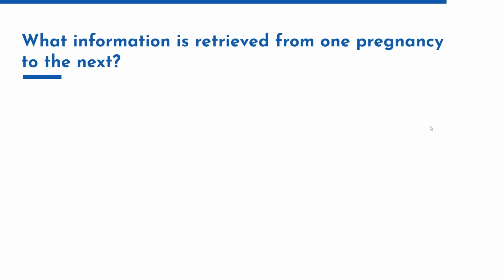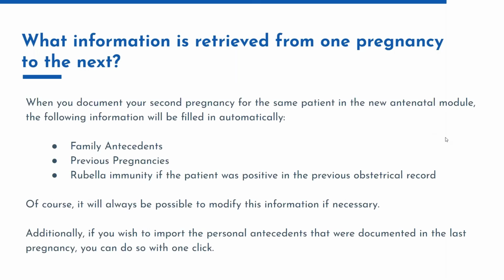What information is retrieved from one pregnancy to the next? So once you're documenting your second pregnancy for the same patient in the new antenatal module, we can recuperate information that was documented on the first antenatal record. So any family antecedents, any previous pregnancies, even the rubella immunity, if the patient was positive in the previous obstetrical record, we can pull out that information and put it automatically into the new record. Of course, if you have modifications to make, if there's a new diagnosis to add in the family history, you can also add that information manually.